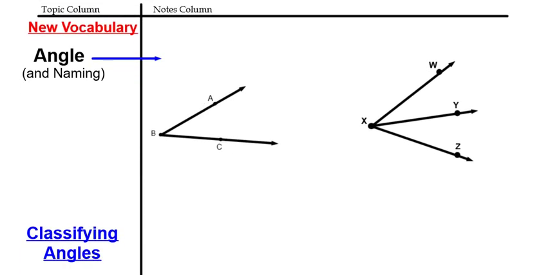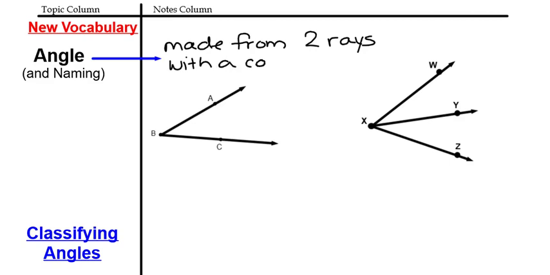The first thing that we have here is an angle, and we want to specifically talk about how to name it. So what is an angle? An angle is a shape that is made from two rays. Remember, a ray is something that starts and goes on with a common endpoint.